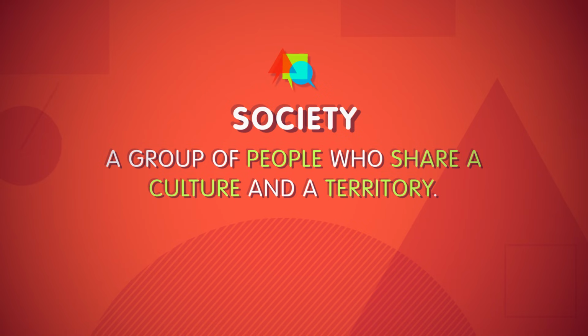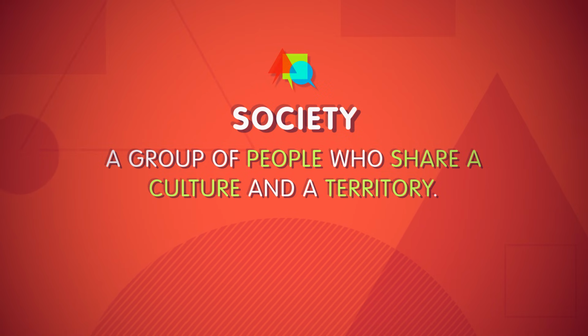So we need a definition that's going to include all of these things. And conveniently enough, we have one. A society is simply a group of people who share a culture and a territory. That's a good definition, but it doesn't really tell us much about the different kinds of societies, or how we get from one kind to another.